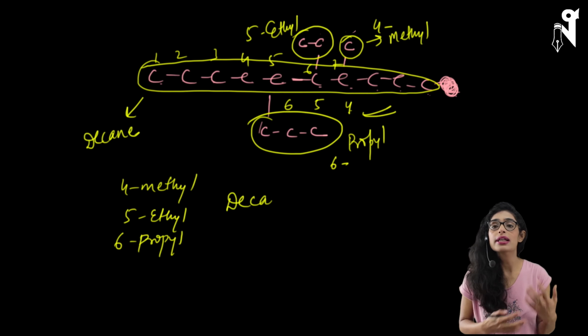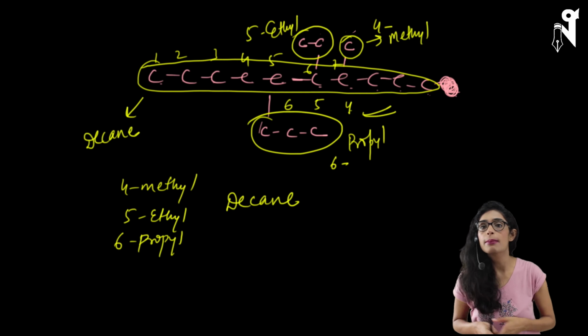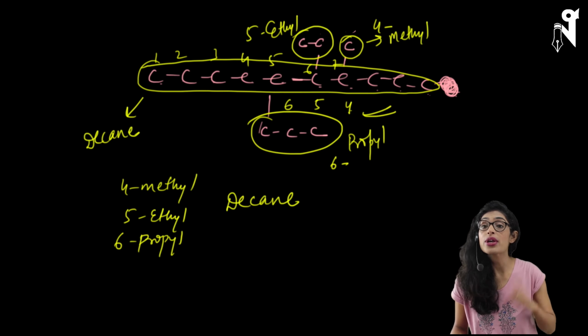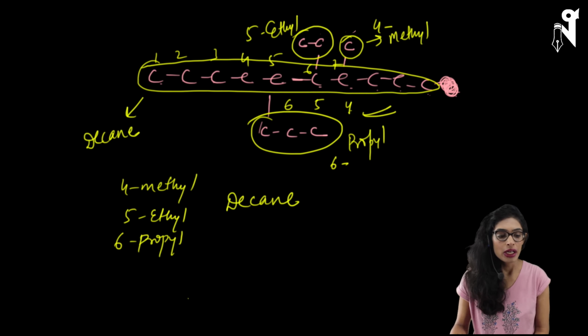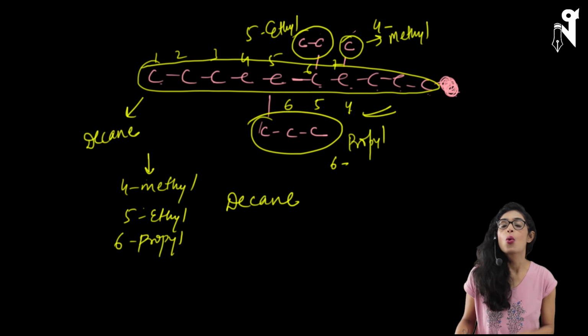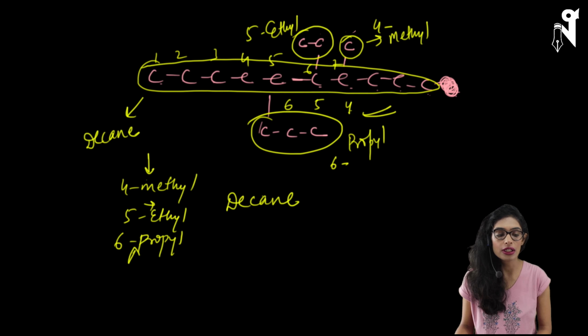Now how will I decide which name of branch should come first and which should come later on? Is it a random sequence? Can we write it randomly, or do we have to follow a specific rule? Mind it, we have to follow a specific rule while writing the name of substituents also. Substituents are always written in alphabetical order. So look at the first alphabet. It is M here, it is E here, and P here. Which comes alphabetically first? E comes alphabetically first.